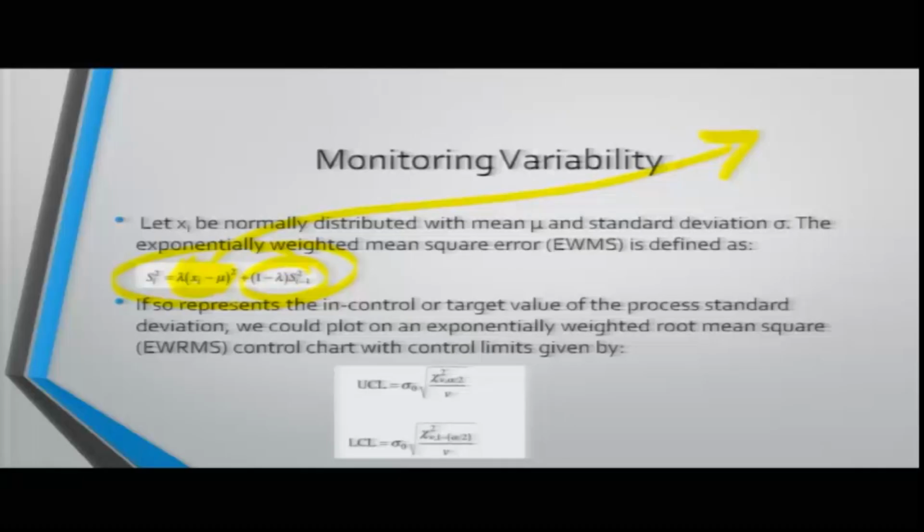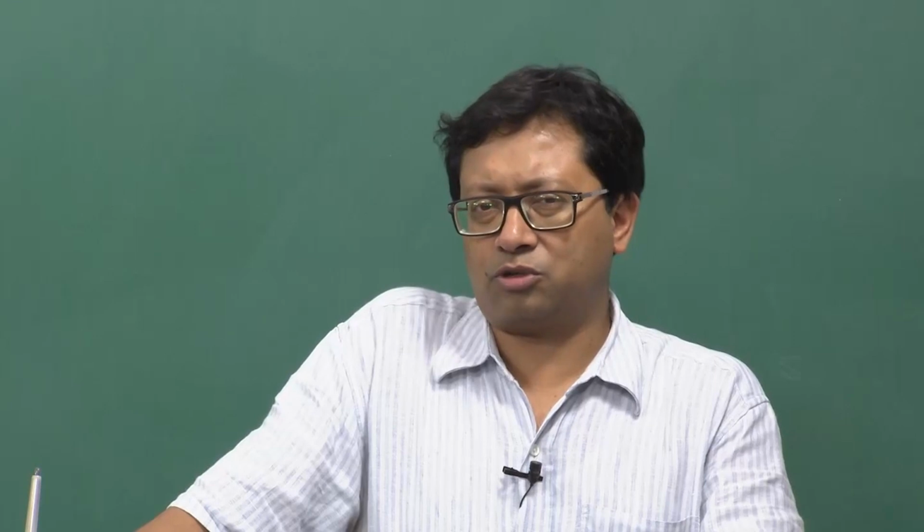It represents the in control or target value of the process standard deviation. We could plot an exponentially weighted root mean square control chart also. In this case, obviously the main factor would be that we are trying to deal with the variability. So, if you are trying to deal with the variability, then remember that, considering the concept of our normal distribution, we will be using the chi-square distribution.